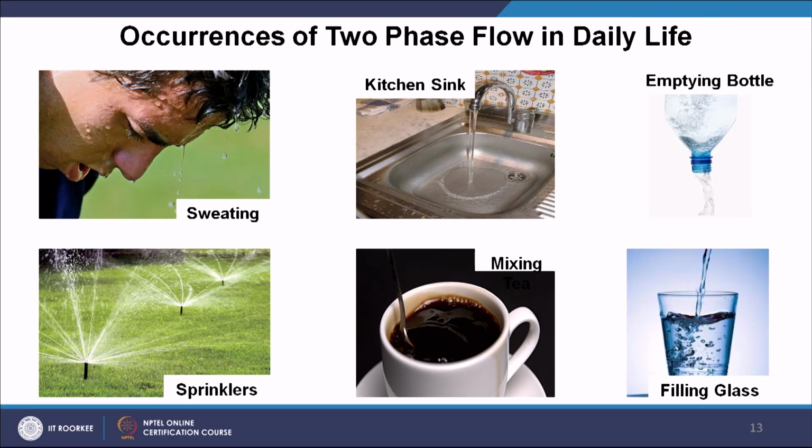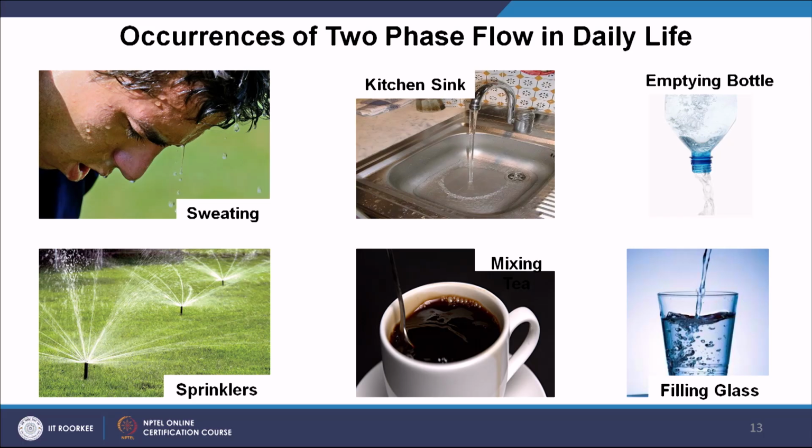Different occurrences in daily life: sweating, in our kitchen sink we can find lots of bubbles being entrapped. While you are emptying a bottle, we can find gas liquid two phase flow over here. You are sprinkling in your garden, so this is also one example of gas liquid two phase flow. If you are mixing your tea with your sugar or milk, you will be finding lots of bubbles being entrapped over here. So, this is one example of two phase flow.